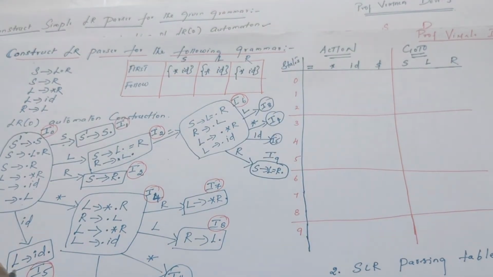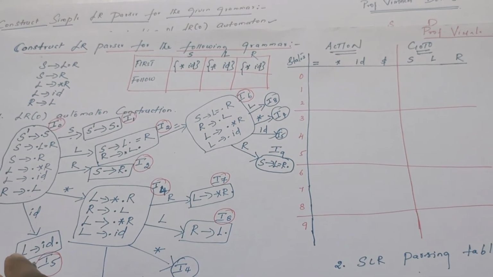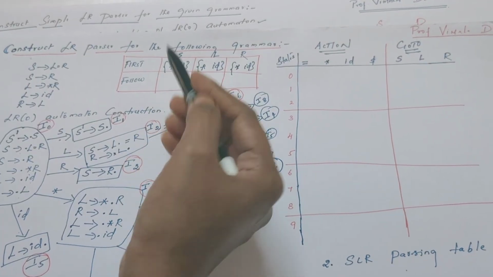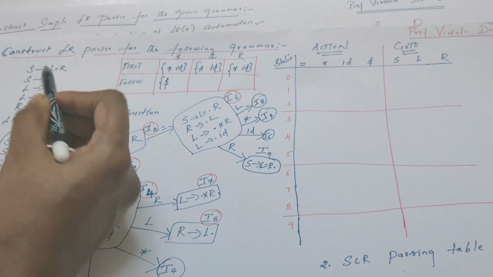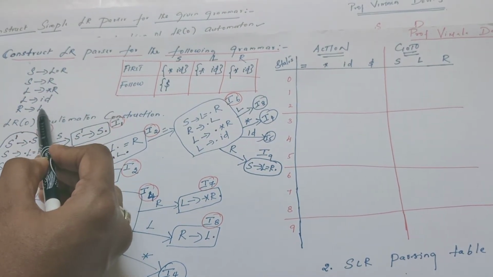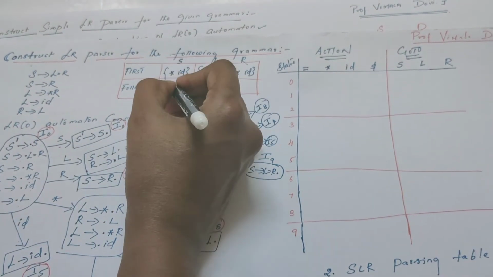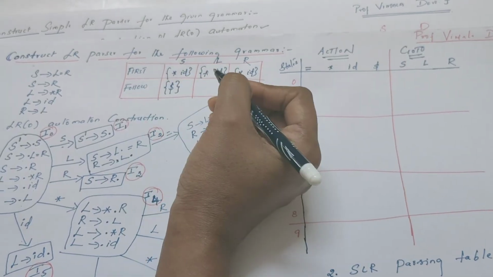Now we have to compute the follow set for all the symbols, isn't it? So what is follow of S? By default, we have to include the dollar symbol. And we don't have any production rule which contains S on the right hand side. So the follow set of S contains only the dollar symbol.